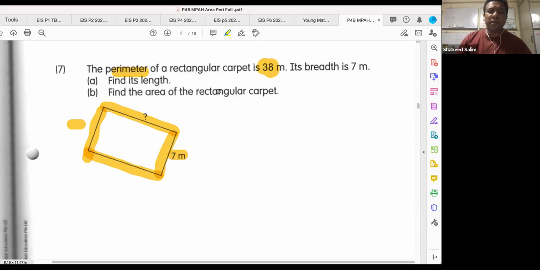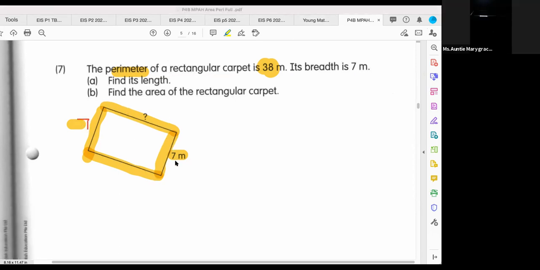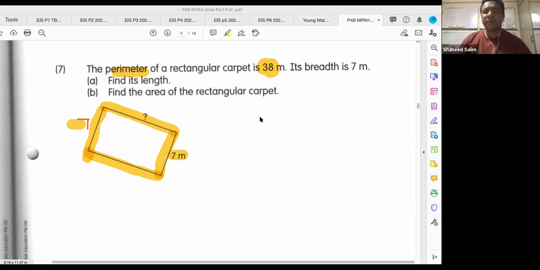Okay, so this is 38, right? Perimeter is 38. So you must minus 7, 7. 7 and 7 is 14, right? So take 38. You can minus 7, minus 7. Why do you minus 7, minus 7? I'll show you, I'll draw it again.